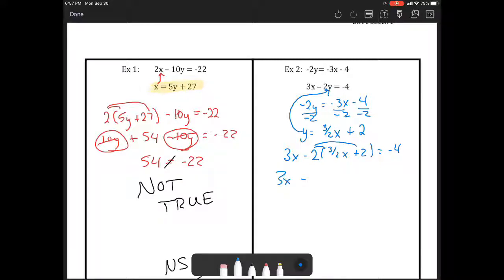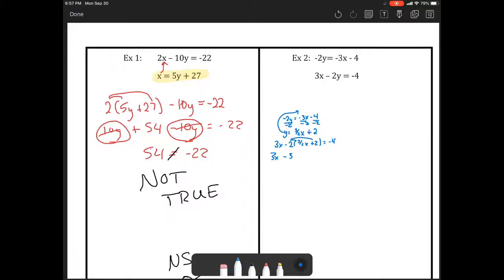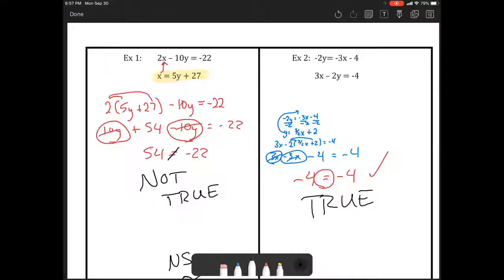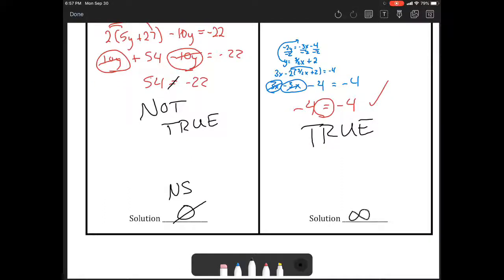So I'm going to distribute my 2 in. That should give me 3x minus 3x minus 4 equals negative 4. Well, again, guys, we have the same situation here. We have a 3x and a negative 3x. Those are going to cancel. But it gives us now negative 4 equals negative 4. But those do equal. There you go. That checks out. So that means it is a true example, which means we're going to have infinite solutions, or infinitely many solutions, which means that they're the exact same line.